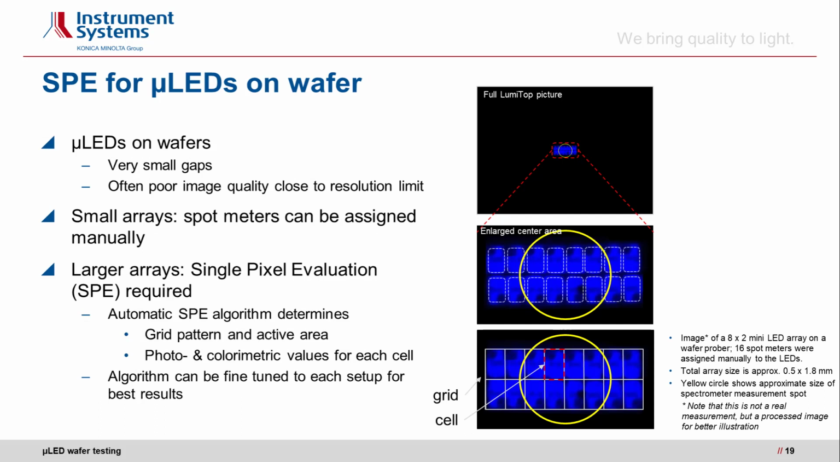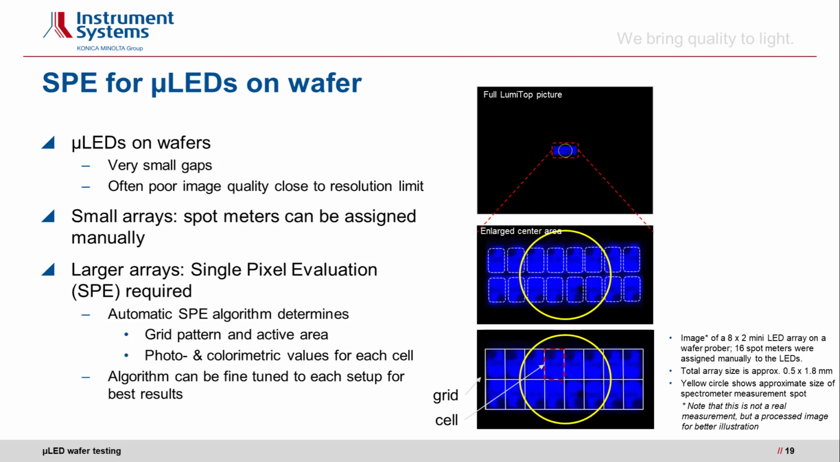Another topic for micro-LED testing on wafers is that you have to come up with a solution to identify individual dies and assign each die individual luminance values and color values. Now, the micro-LEDs on the wafers usually have very small gaps. We have discussed this before. And the image quality is usually not very good because we are working close to the resolution limit of the system, and therefore it is often difficult to identify the individual dies. You see the pictures on the right side.